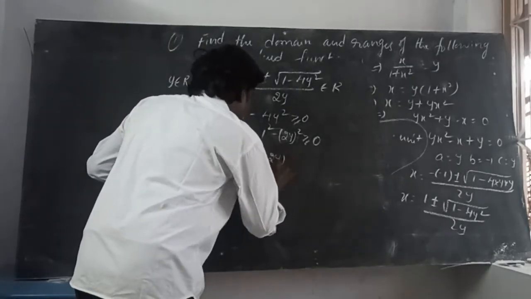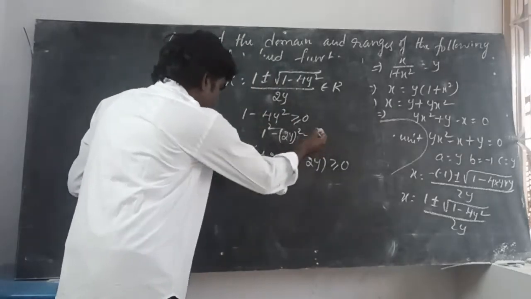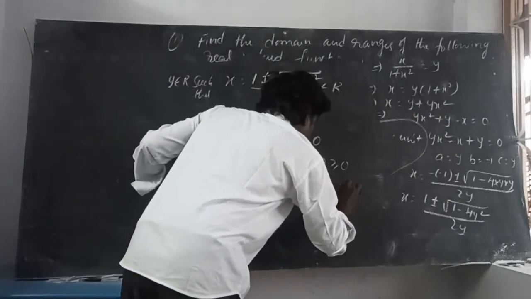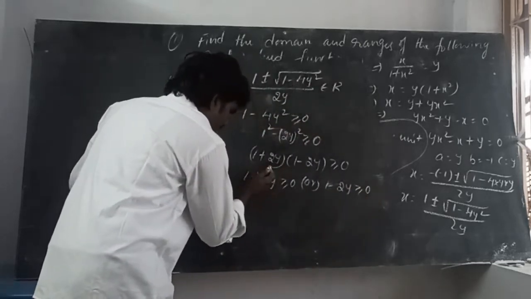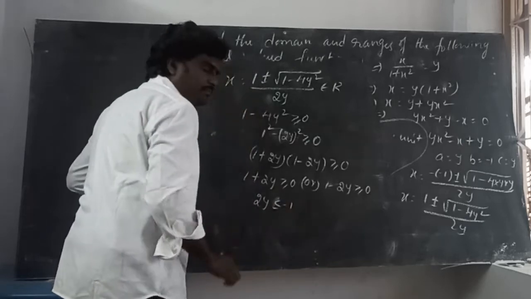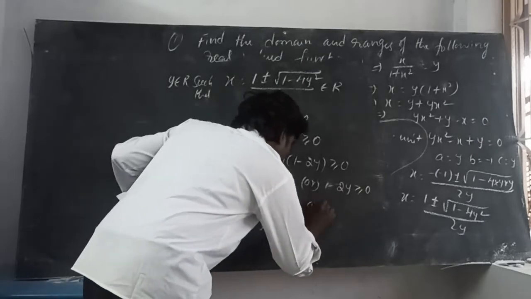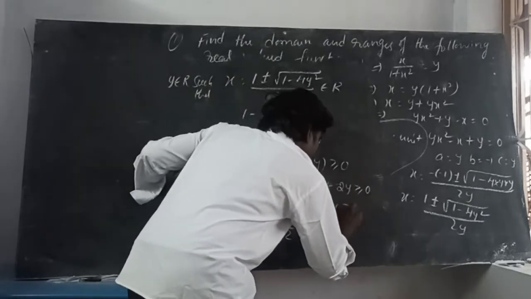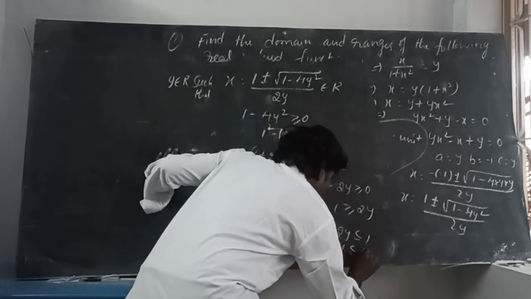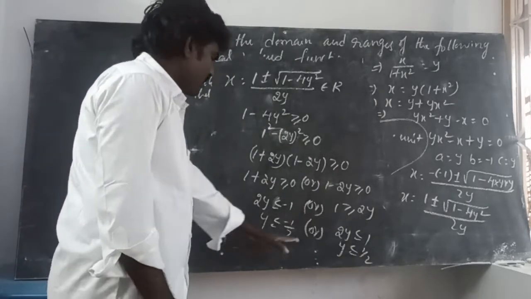So 1 plus 2y into 1 minus 2y is greater than or equal to 0. So here 1 plus 2y greater than or equal to 0 or 1 minus 2y greater than or equal to 0. The 1 goes across as minus 1, so 2y is greater than or equal to minus 1, y is greater than or equal to minus 1 by 2. And 2y less than or equal to 1, y is less than or equal to 1 by 2.